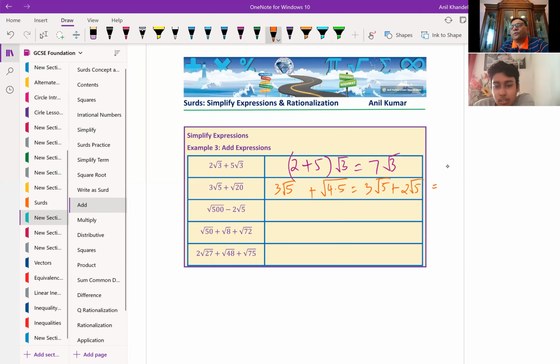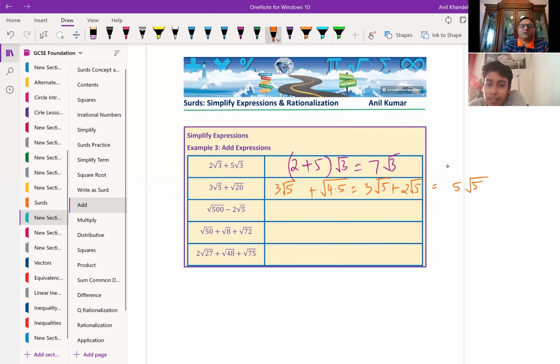So you could write square root 20 as square root of 4 times 5, and the square root of 4 is 2. You can simplify this, and now you can add 3 and 2 and write 5 square root 5. Is that clear to you? Basically, if there is a common term, the larger number breaks down and then you find the common factor. Whichever number you can break down, break it down.